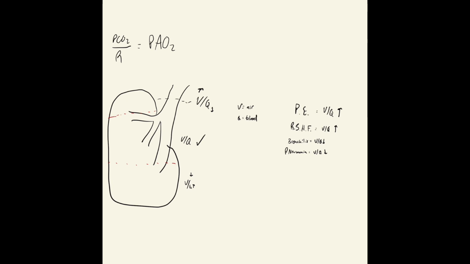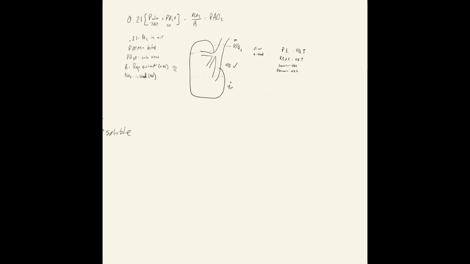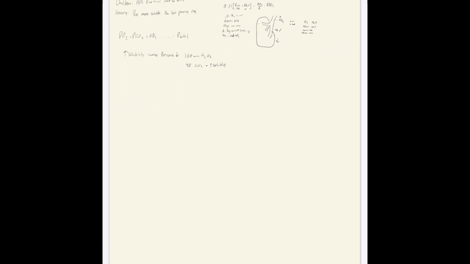Here are a few things that could cause these ratios to change. First I have a pulmonary embolism, which would increase the VQ ratio. I have right-sided heart failure, which would also increase it. And then my two that decrease are bronchitis and pneumonia. These are typical clinical things that we see, and we can start to see that if the VQ ratio is high, it could be a pulmonary embolism or right-sided heart failure, or the opposite if it's bronchitis or pneumonia. But that would be everything for this first part.